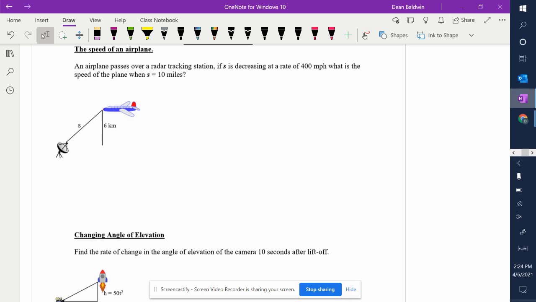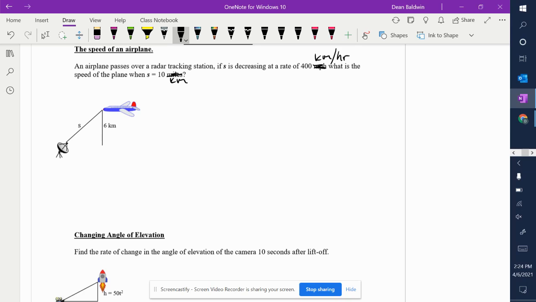Question: why is S equal to 10 miles, but it's 6 km? Do we have to do the conversion? No. What do you want it to be, miles or kilometers? Okay, everything's kilometers then. An airplane passes over a radar tracking station. If S is decreasing at a rate of 400 kilometers, I guess that should be per hour, what is the speed of the plane when S is equal to 10 kilometers?